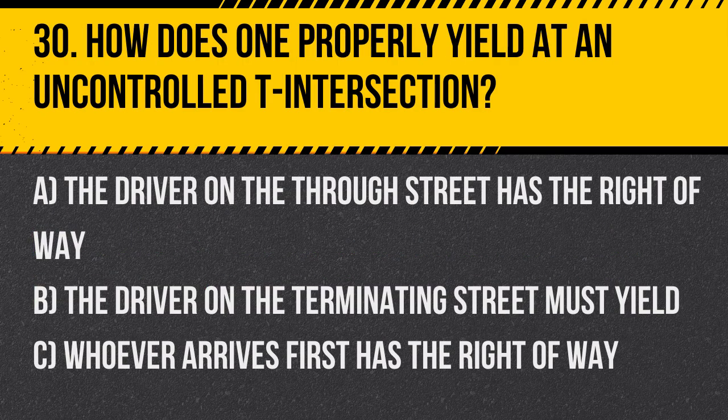Question 30. How does one properly yield at an uncontrolled T intersection? A. The driver on the through street has the right of way. B. The driver on the terminating street must yield. C. Whoever arrives first has the right of way. Answer: A. The driver on the through street has the right of way. At a T intersection without traffic controls, drivers on the terminating street must yield to those on the through street.